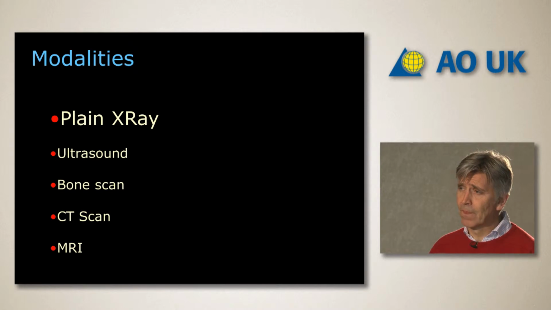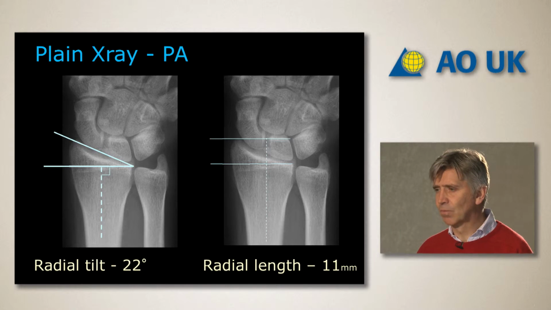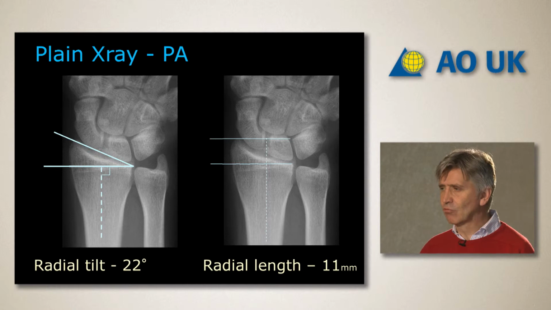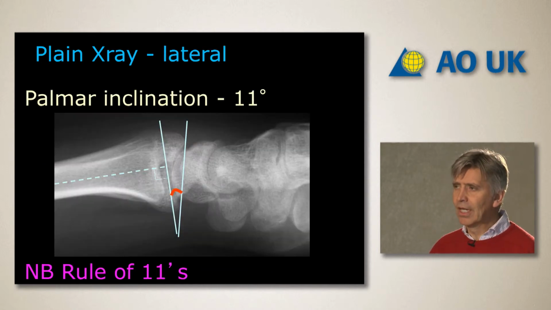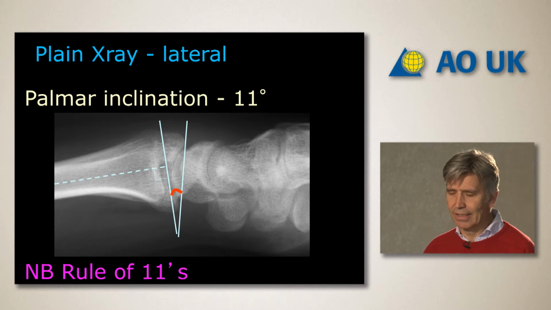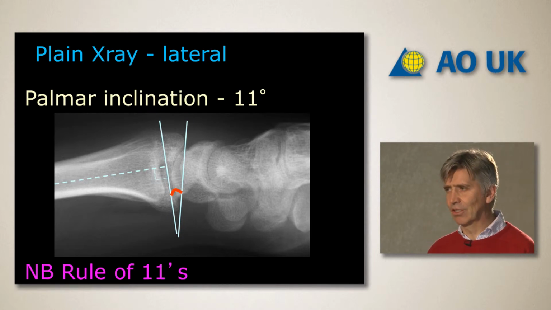There are some angles that you can measure on your plain PA X-ray of the wrist. There is a radial tilt, which should be 22 degrees. There's a radial length between the radial styloid and the most ulnar aspect of the radius, which is 11 millimeters. And if you look at the lateral view, there is a volar inclination of 11 degrees. So there is a rule of 11s here. 11 degrees of volar angulation, 11 millimeters of radial height, and double it 22 degrees of radial inclination.